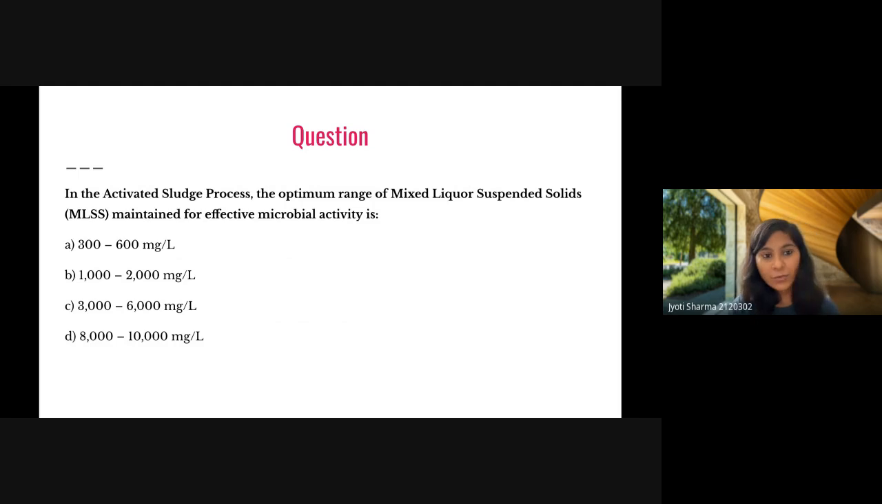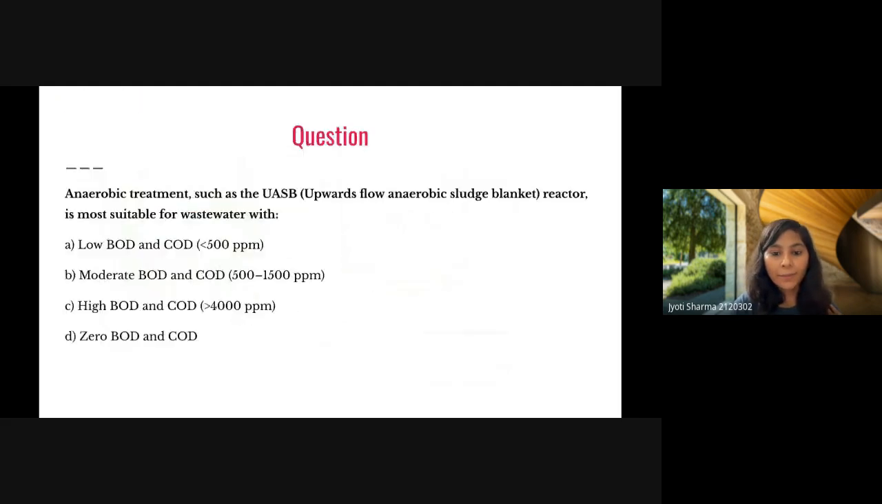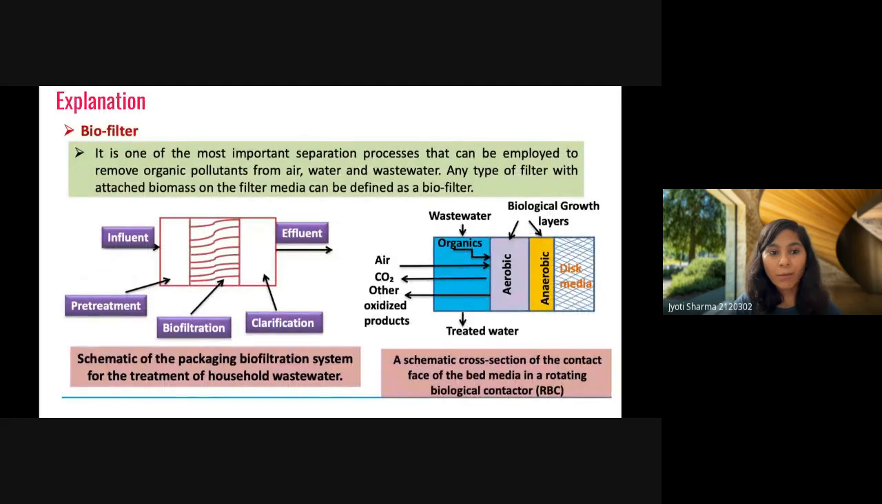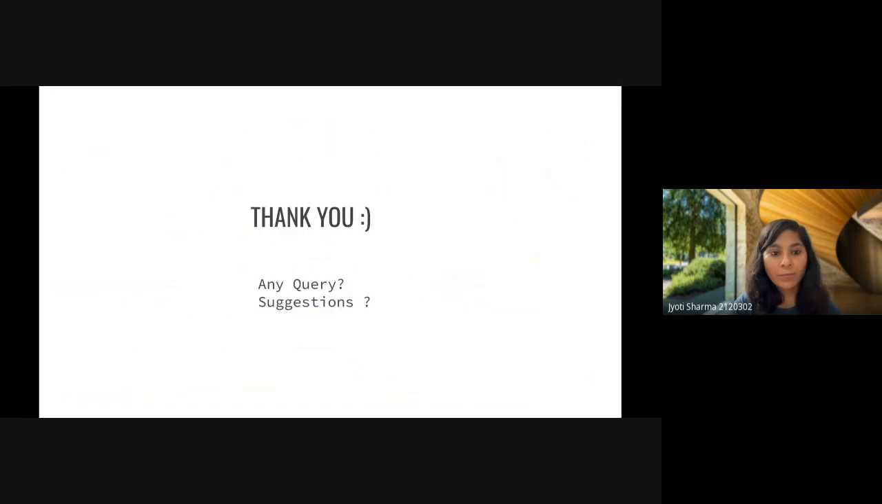I think you can read about the activated sludge process. And this is about the UASB. So what COD and BOD value we should have. And this one question is about the biofilter. This is about the biofilter, and this is how we end this lecture.